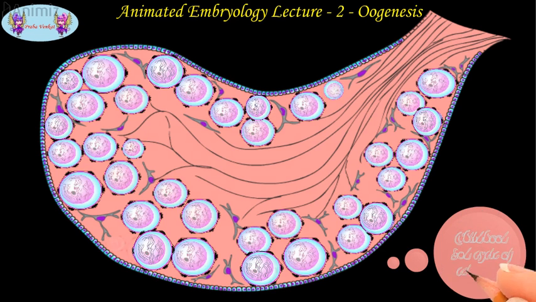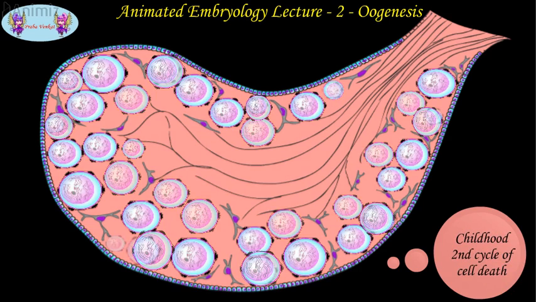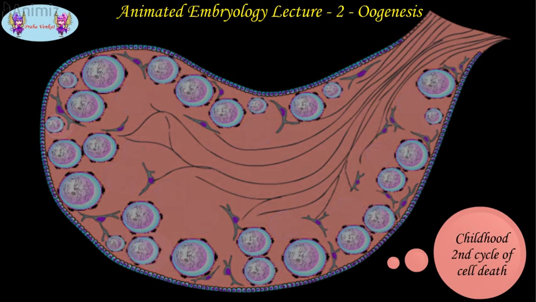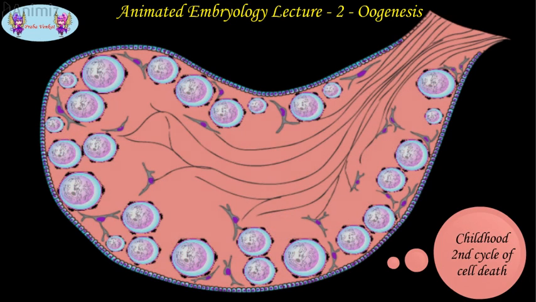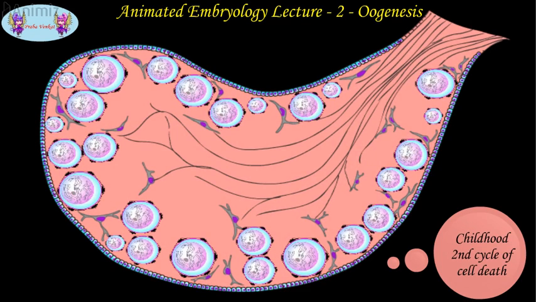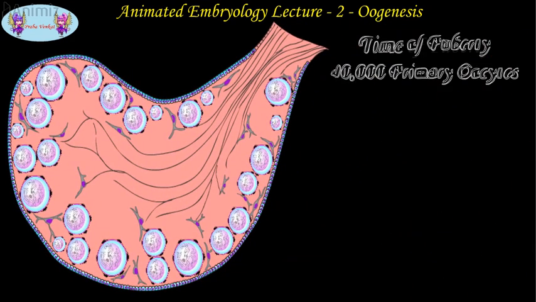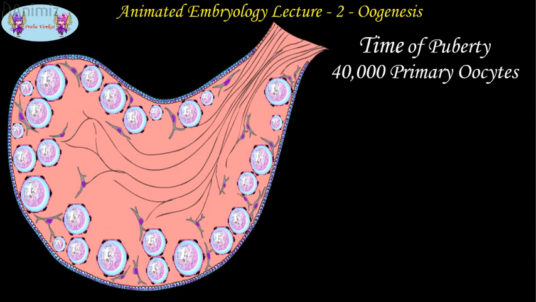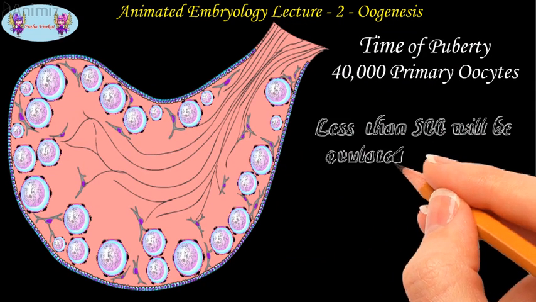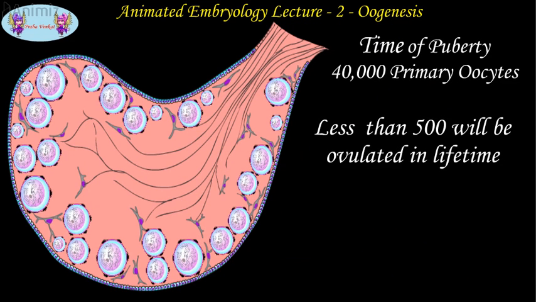And during childhood, the second cycle of cell death begins, and that leads to the degeneration of most of the oocytes. So, nearly at the time of puberty, approximately 40,000 primary oocytes only are present in the ovary, and less than 500 will be ovulated in the lifetime of a female. Also, they all have to rest and wait in the diplotene stage of prophase 1 of meiosis 1 to be converted into a secondary oocyte and to be ovulated out.